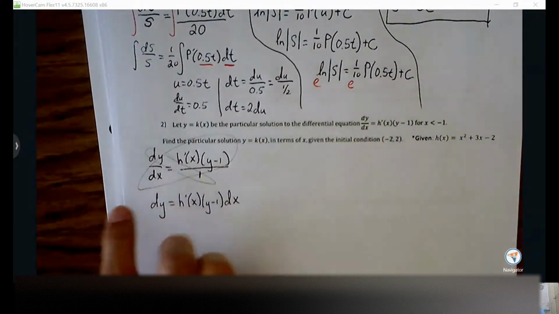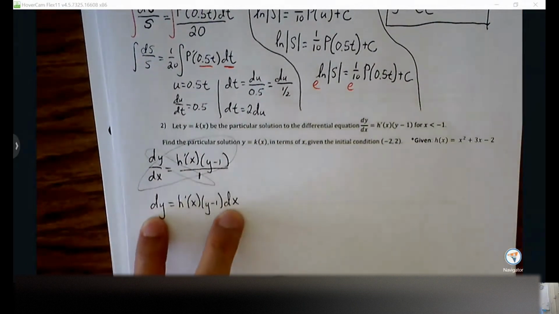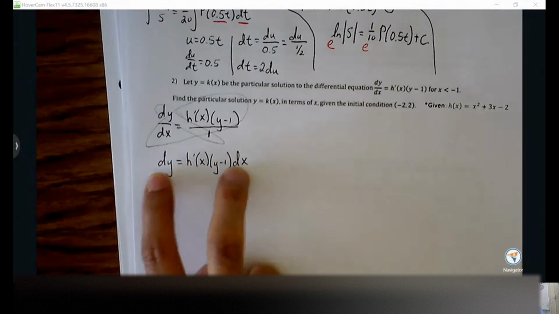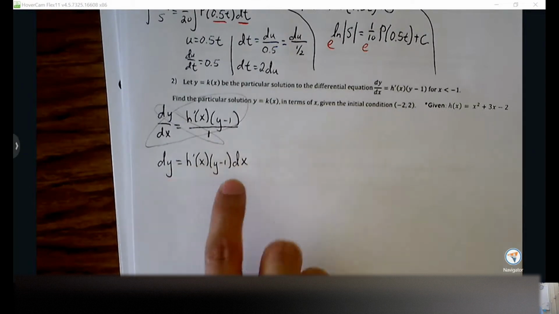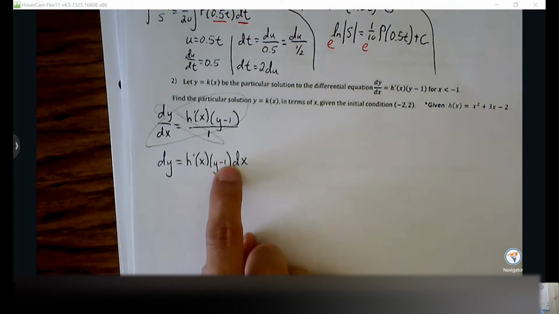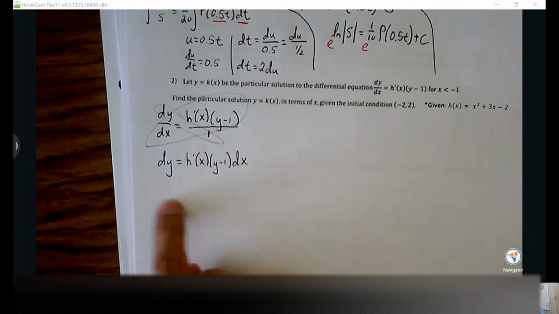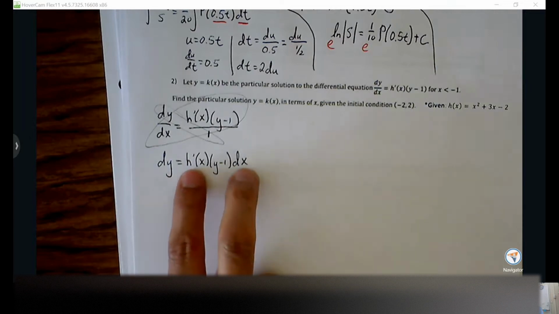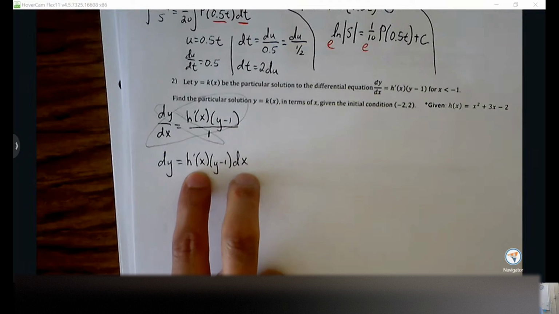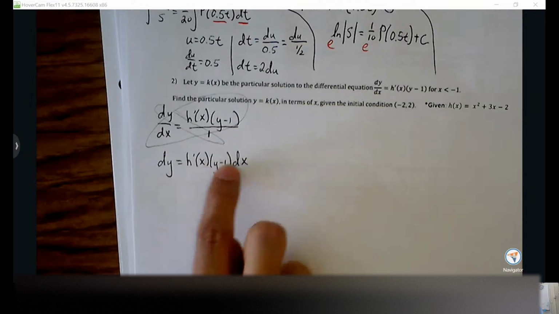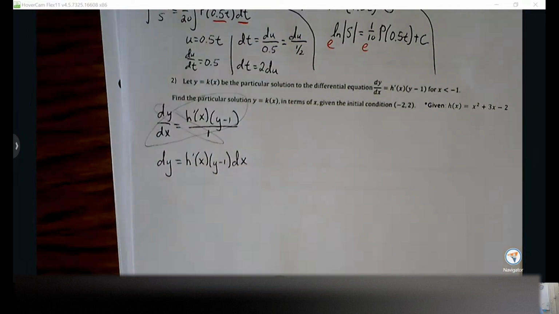Okay, so at least we have our dy and dx locked in. Those are good to go. And now we just have to decide what is out of place. It looks like the only thing out of place is that y minus 1. We'll just shift that y minus 1 over to the left. But the h prime of x and dx are already in their right places. So just divide the y minus 1 over.